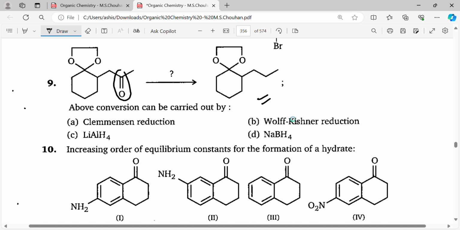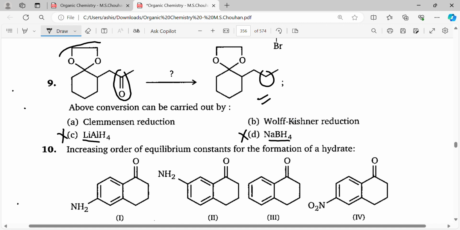In the reactant there is a carbonyl group, and this carbonyl group gets converted into a CH2 group. So LiAlH4 cannot be possible and NaBH4 is not possible, because LiAlH4 and NaBH4 are both reducing agents that convert a carbonyl group into alcohol. So it is only possible with Clemmensen reduction and Wolff-Kishner reduction.